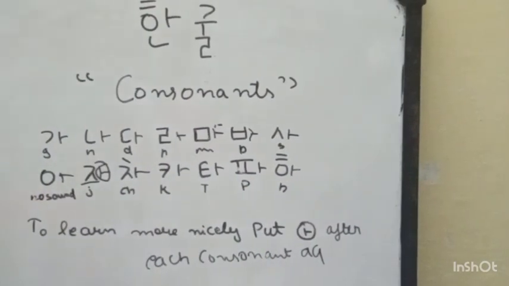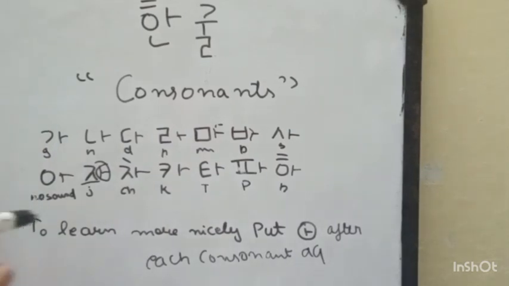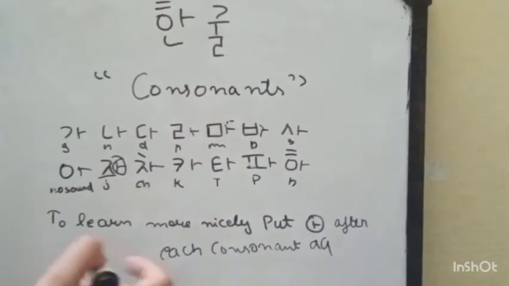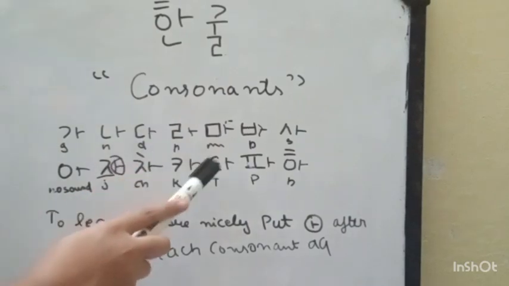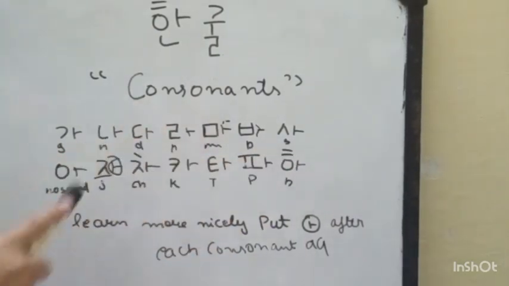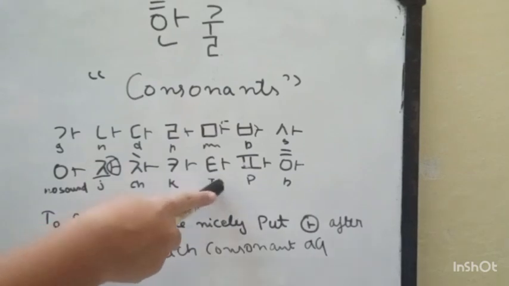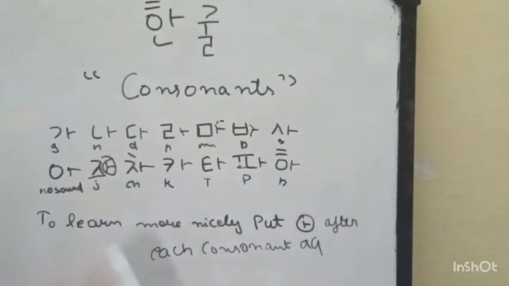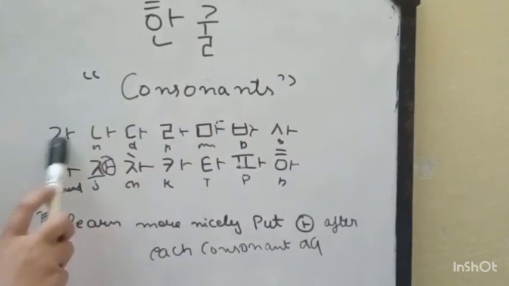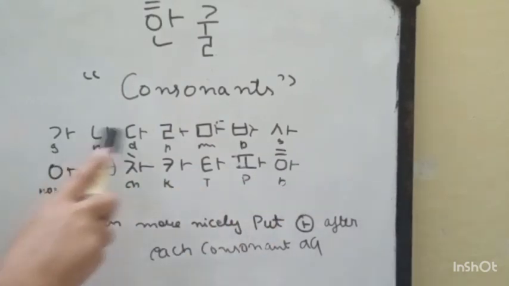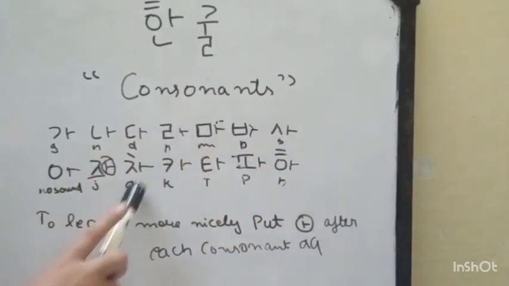Now it is quite simple to learn. It would now be ga, na, da, ra, ma, ba, sa, a, ja, cha, ka, ta, pa, ha. And if we make it faster: ga, na, da, ra, ma, ba, sa, a, ja, cha, ka, ta, pa, ha.